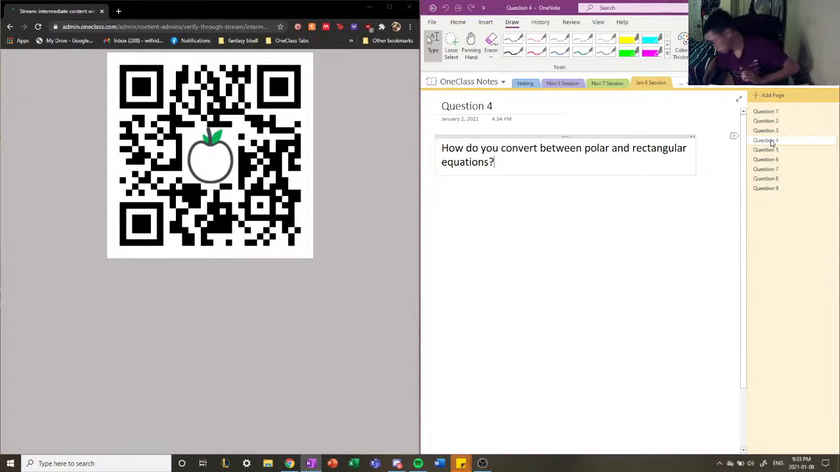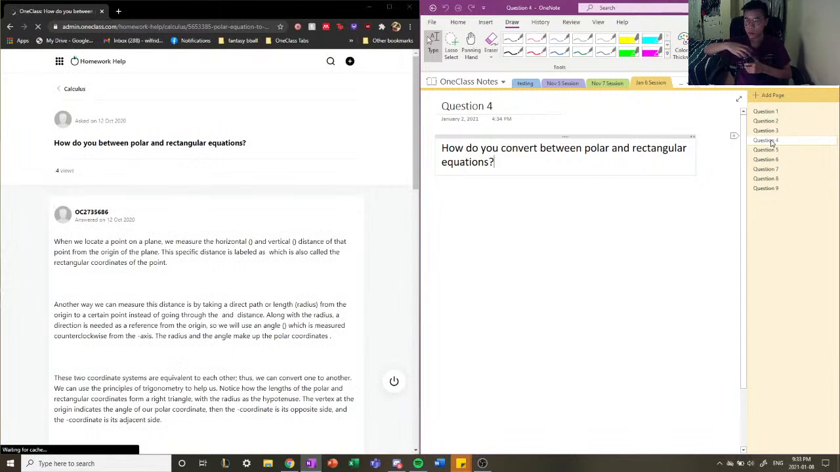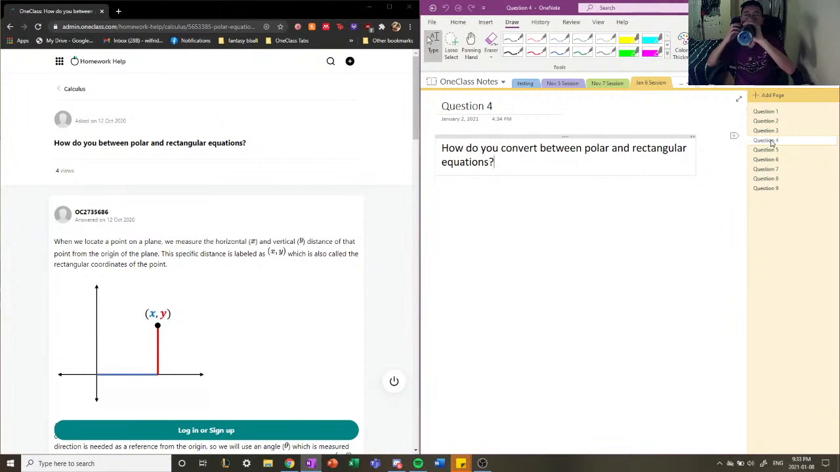All right, question number 4. All right, so the next question reads, how do you convert between polar and rectangular equations?